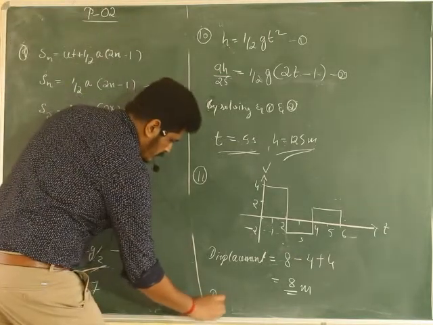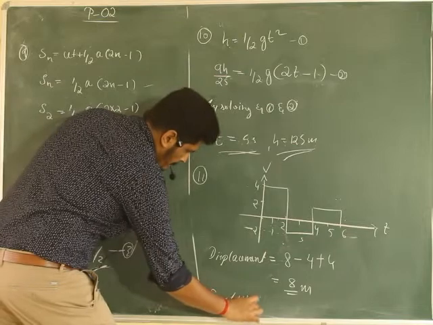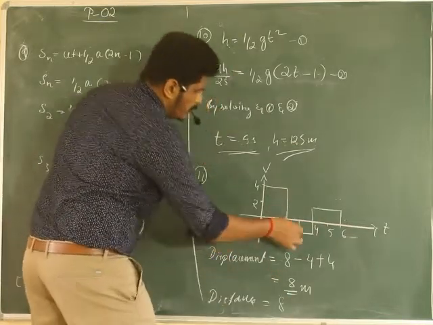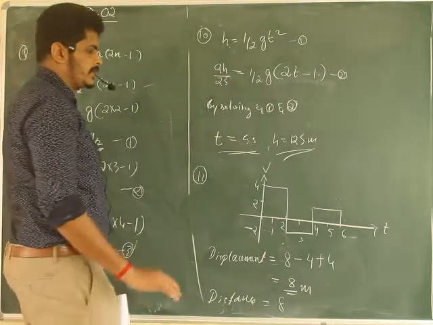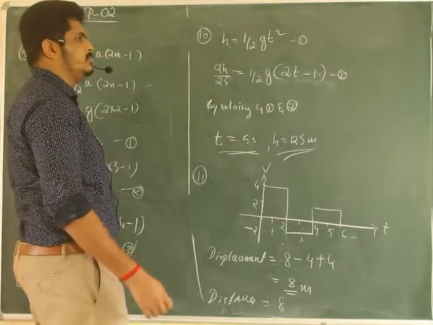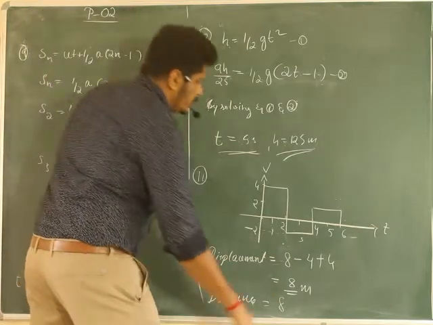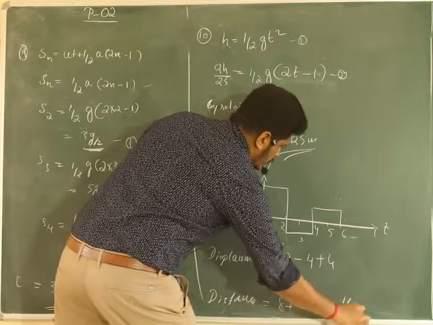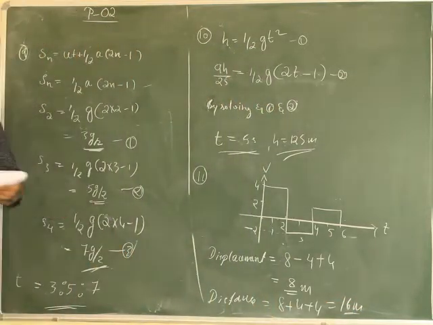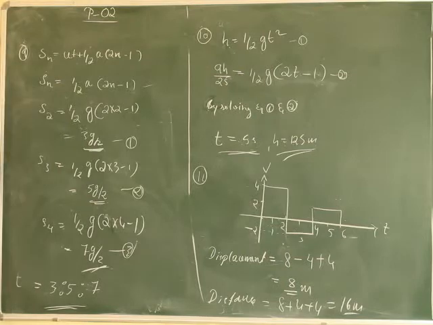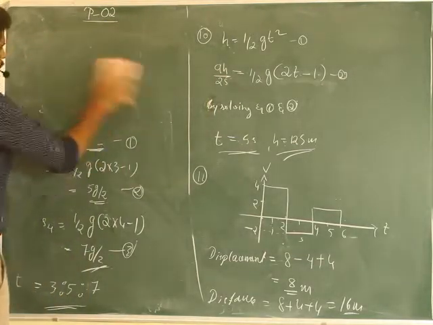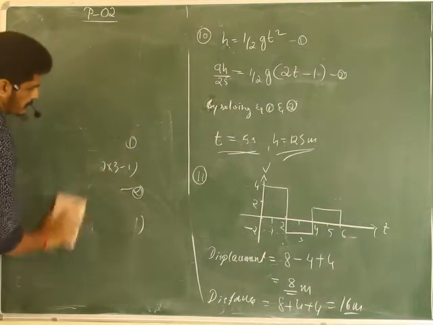What about distance traveled? Let us see. Distance traveled. Again check this one. The area is 8. But distance means it is path dependent, not direction dependent. So whether the body goes in the reverse direction also, it will get added up. So 8 plus 4 plus 4. The answer is 16 meter. So the answers are 8 meter and 16 meter. Those are the answers for question number 11.